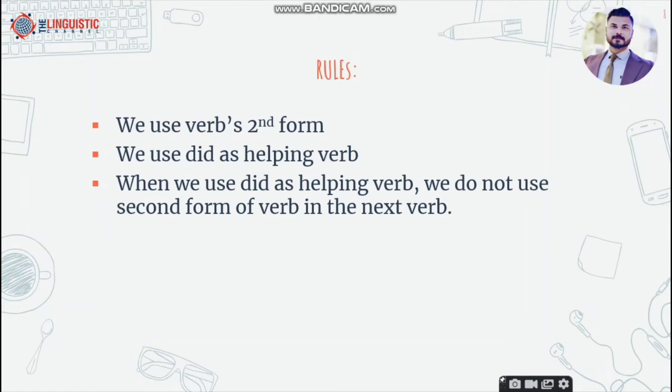Like you saw in present simple tense, when we added es with do, we removed the addition of s, es and ies from the next verb. So it is a rule of English grammar that when we have already made additions in a verb, the next verb won't be affected at all, right? The first form of the verb will come in the next verb, okay? So the same thing is here, that when we use did as a helping verb, we do not use the second form of the verb in the next verb.